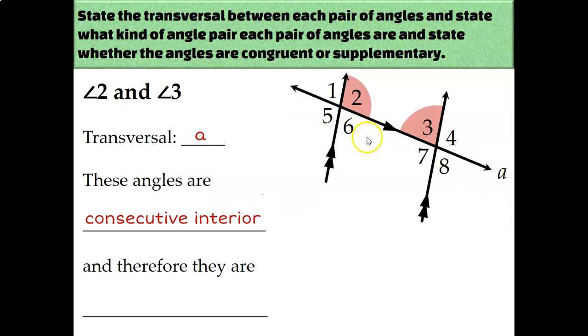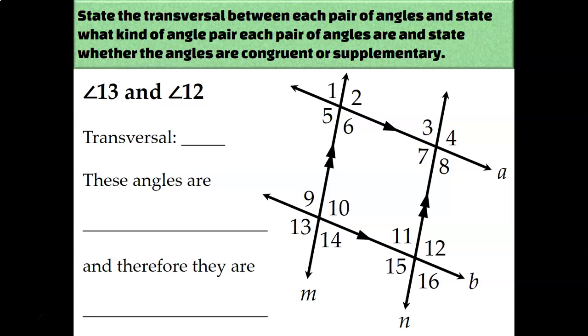These angles are consecutive interior angles because they're both on the top side of transversal A, and they're in between the 2 parallel lines. That makes them consecutive interior. And since the lines are parallel, we can assume that those angles would be supplementary.